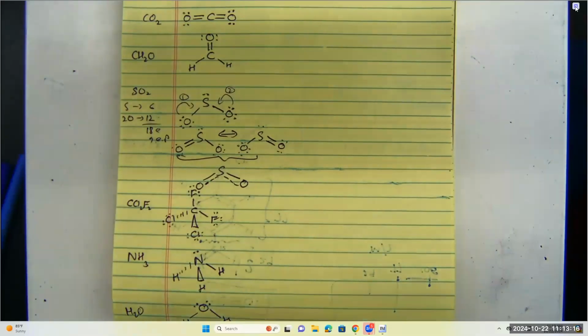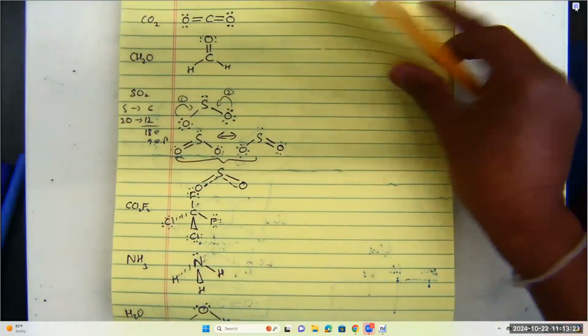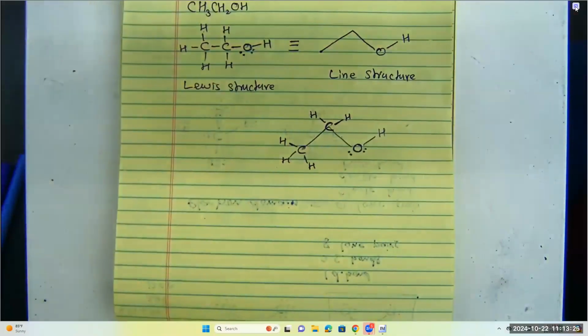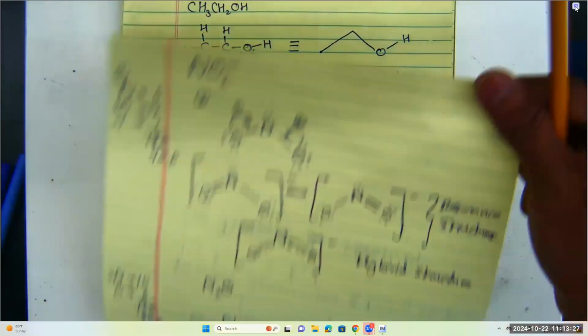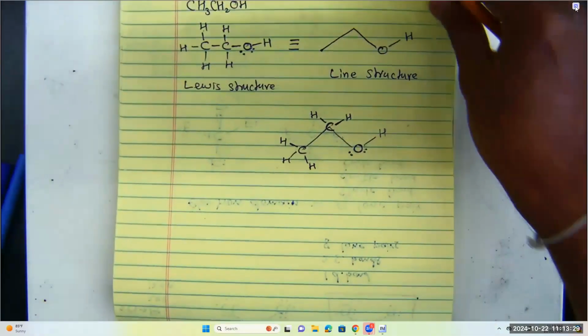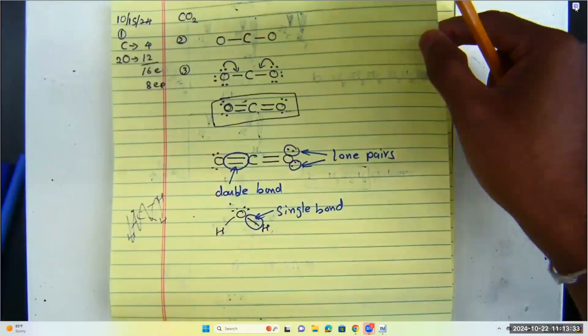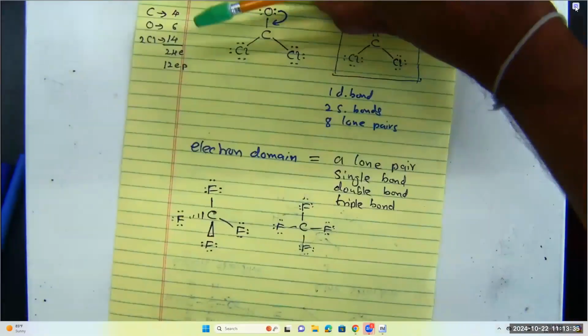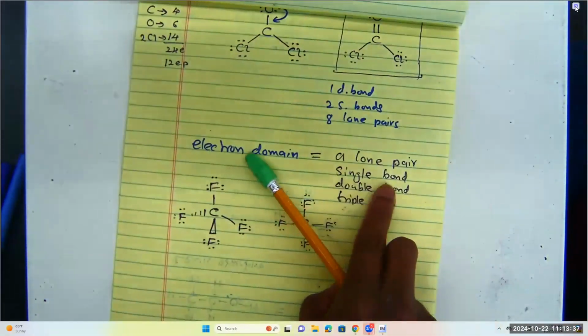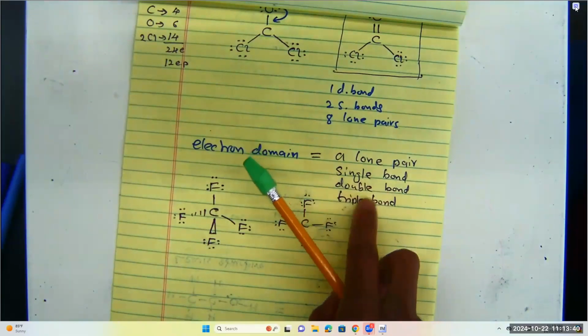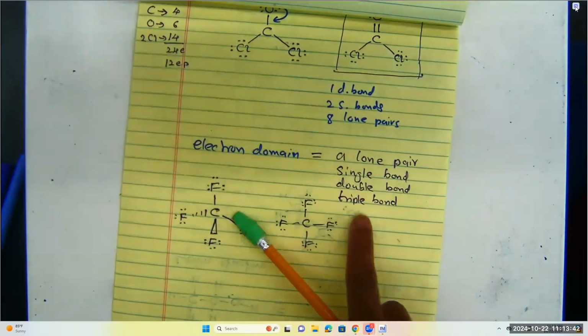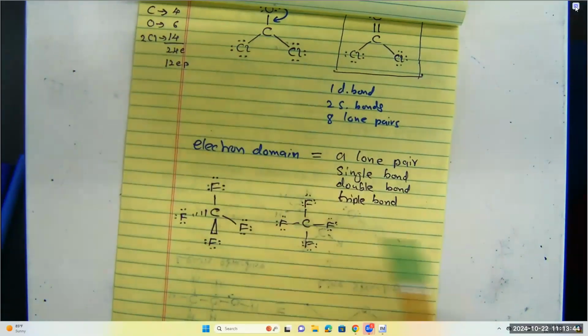Going back to the question at hand, it's about counting the electron domains. Just to remind us about what electron domains are. Okay, we wrote electron domains as, here we go. Electron domain can be a lone pair, a single bond, a double bond, or a triple bond. Whenever we see them, we're going to circle them as an electron domain. All right, let's do it.